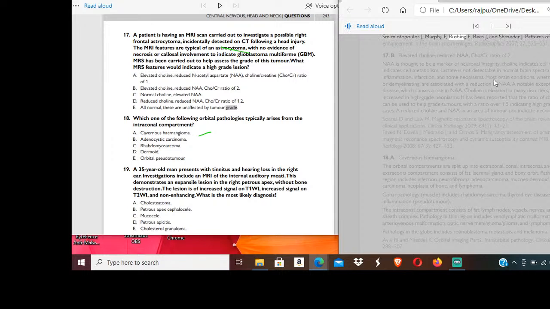Smyrniotopoulos J, Murphy F, Rushing E, Rees J, and Schroeder J. Patterns of contrast enhancement in the brain and meninges. Radiographics 2007, 27, 525-551.